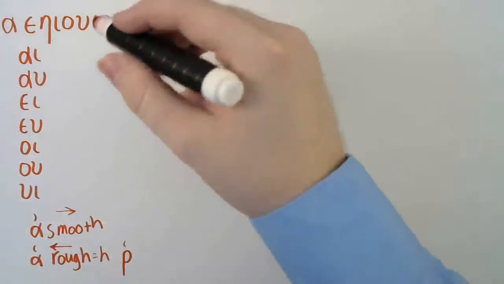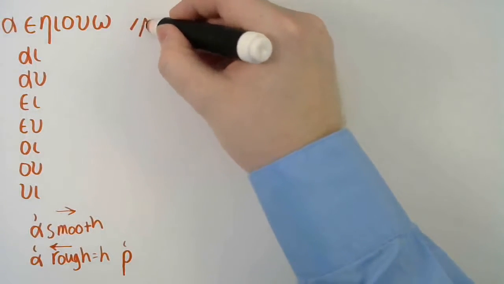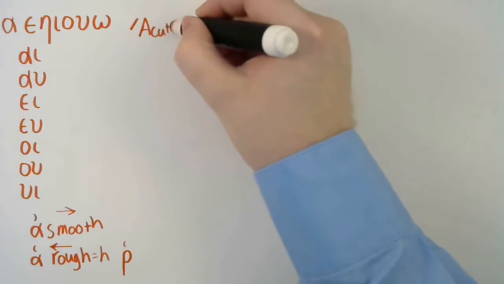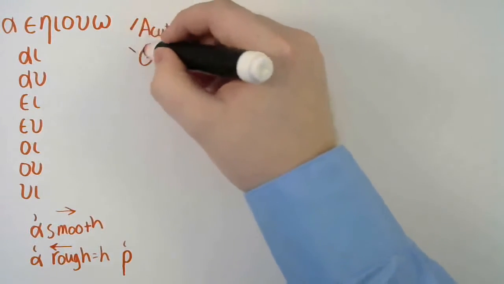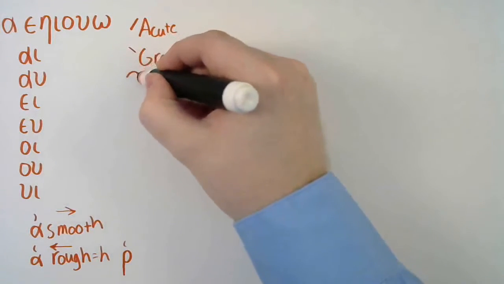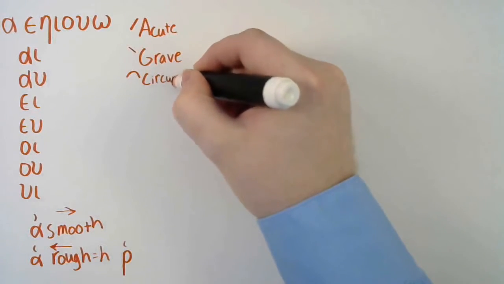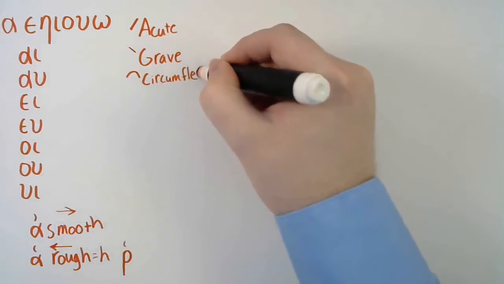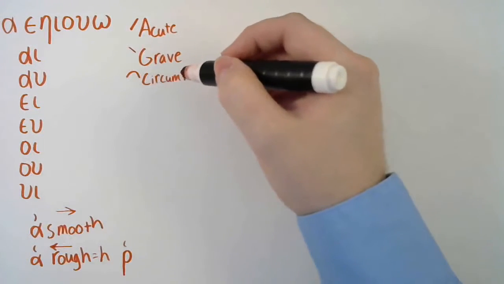All right, your accents. What are your accents? Your accents are acute, grave, which goes the other way, and my favorite, the circumflex. Acute, grave, and circumflex, those are your accents.